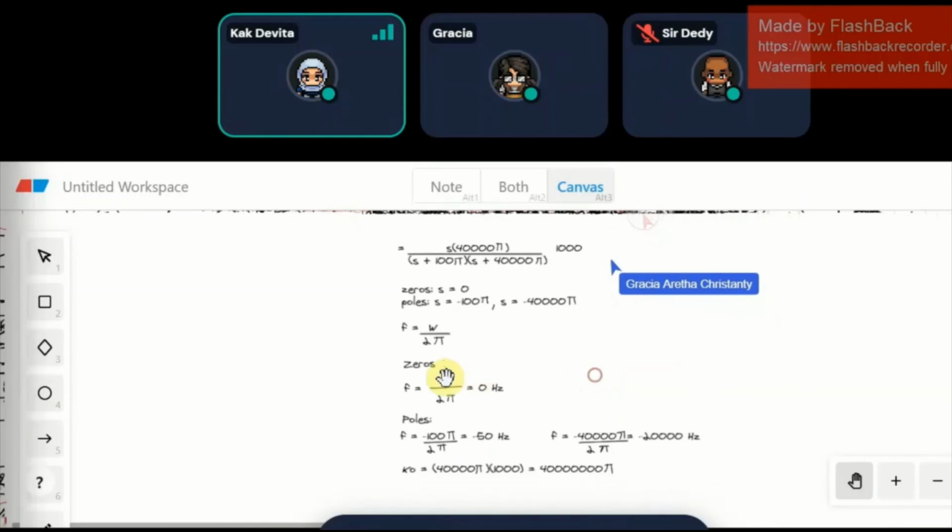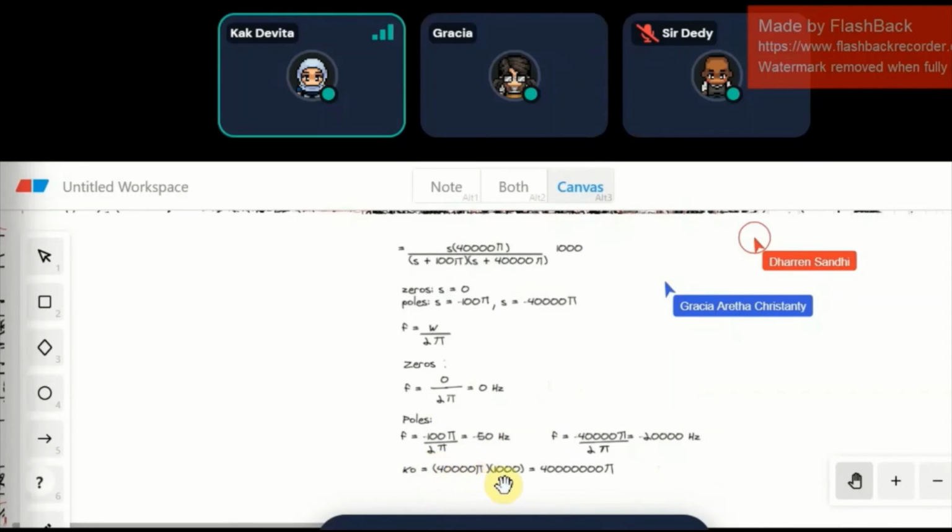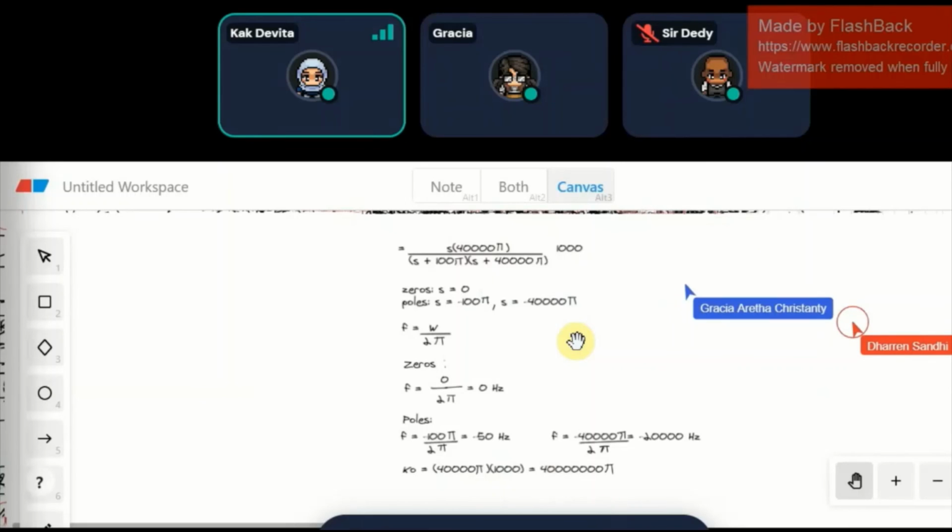If the zeros are 0, then that would mean that the hertz is also 0. For the poles, the first one, if we use the formula, we will get negative 50 hertz, and for the second one, we will get negative 20,000 hertz. And the question also asks for the constant. How to find the constant is basically finding the multiplication factors from the equation. In our case, it would be 40,000 pi and 1,000. If we multiply them together, we get 40 million pi. So that is how we get the frequency and the constant.